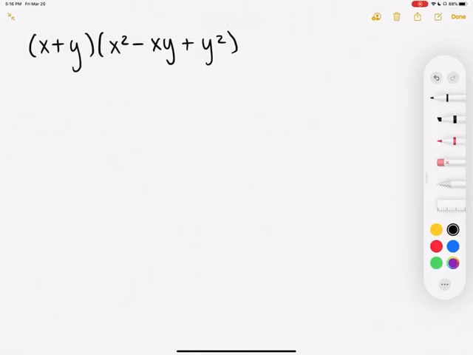Alright, so in the previous videos I showed you how to multiply monomials times monomials and monomials times polynomials, but what happens when you have a polynomial times another polynomial? So several terms times some other several terms.